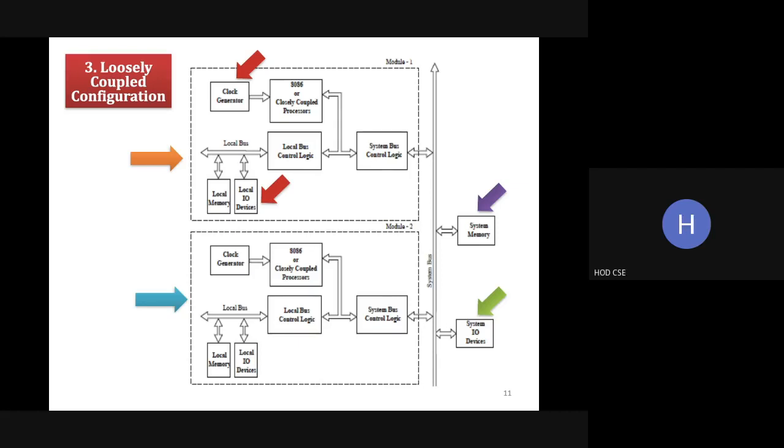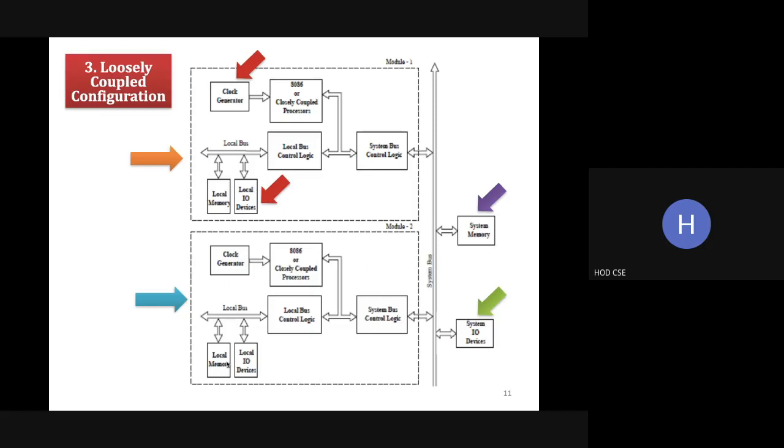Okay, fine. So this is a loosely coupled configuration. We can have modules. A single module is nothing but a computer. This is one computer and this is one computer. Every module, that is every computer, will have its local memory and the local IO devices. Local IO devices are nothing but the keyboard and mouse connected to the computer. Like this, here also we have another computer connected to this.